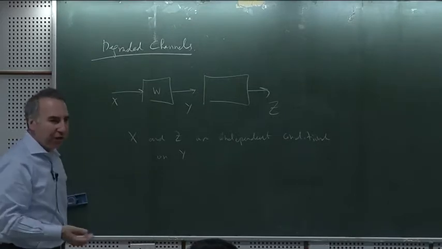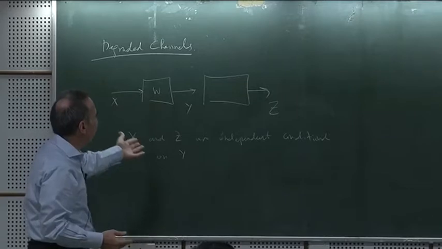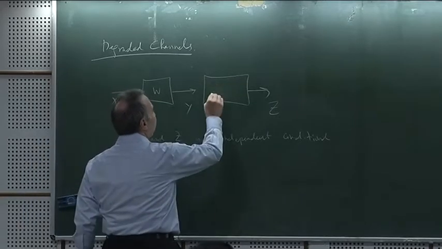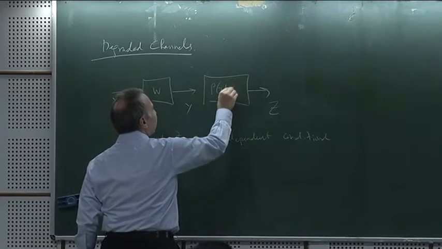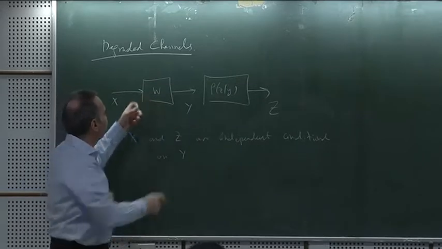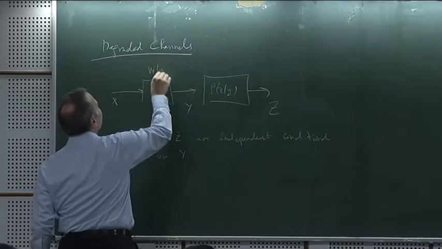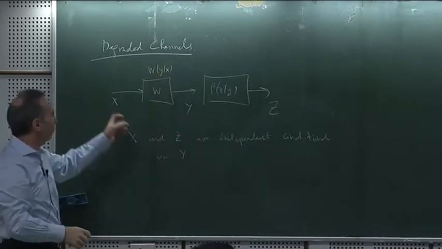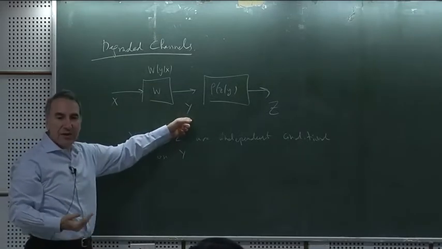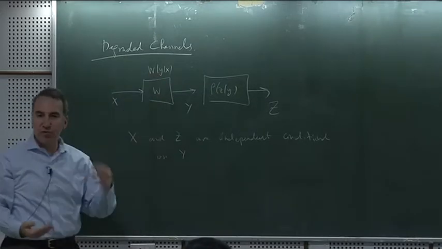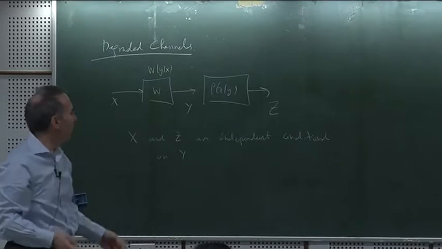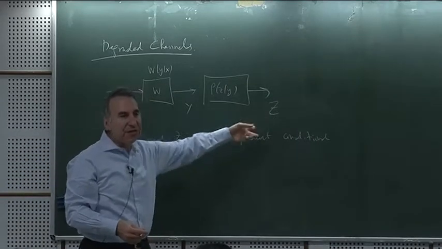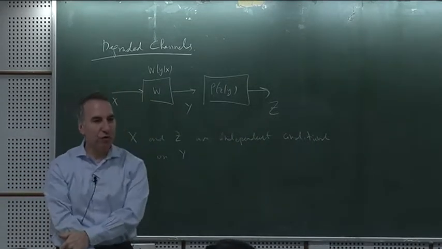If you have such an object, in general, what we have is the following. This could be described by a p of z given y. This channel is described by some w of y given x. So when x is sent, y is created from the conditional distribution w of y given x, and when y is given, z is created from the conditional distribution of z given y.